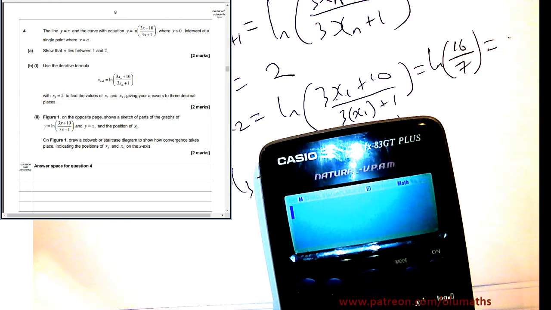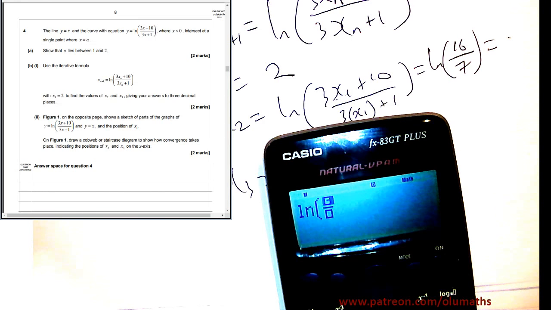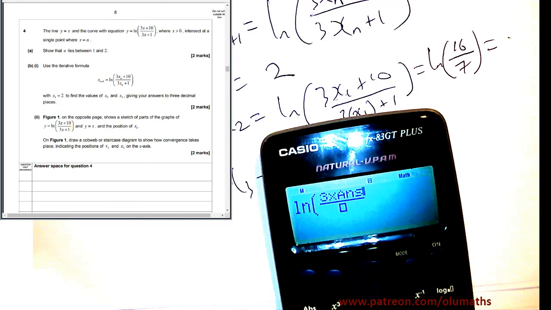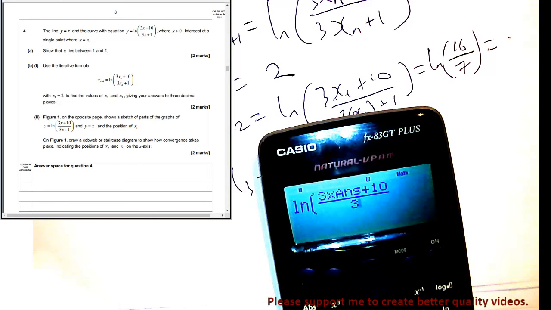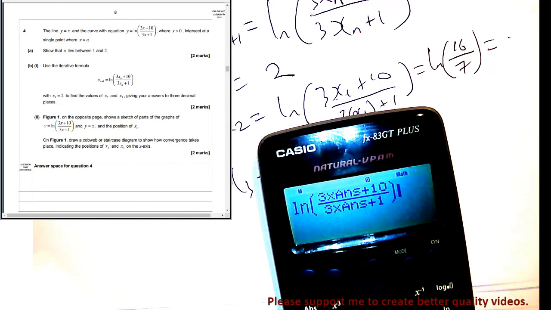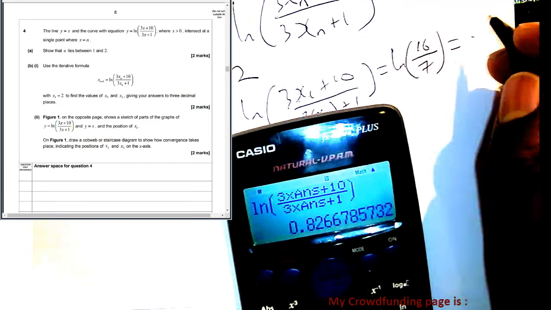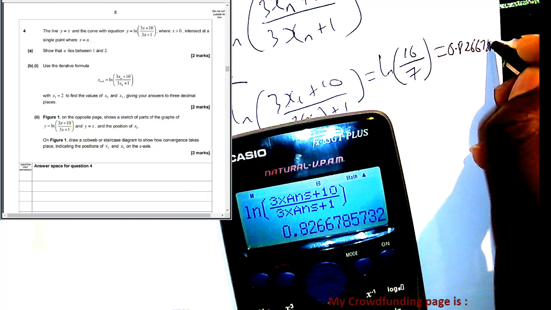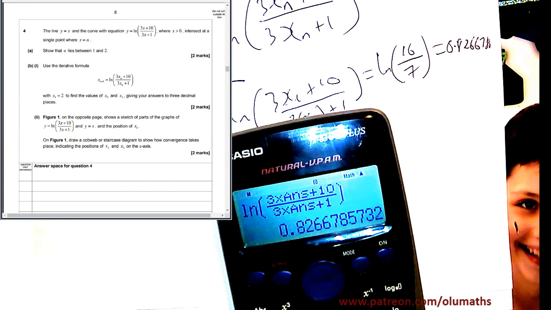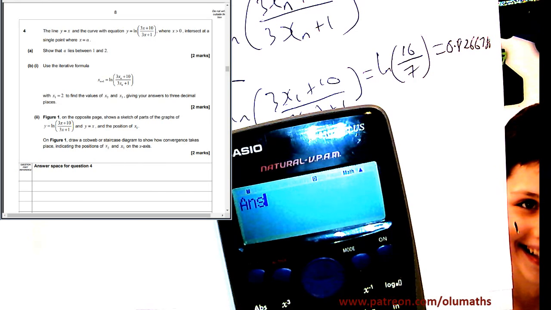Now, ln of a fraction, the top one is 3 times the answer plus 10. And the bottom is 3 times the answer plus 1. Now, whenever the new answer comes and you press answer again, this becomes the next one. So, equals 0.826678. If I press answer again, it's going to give me the next iteration. And there you go.